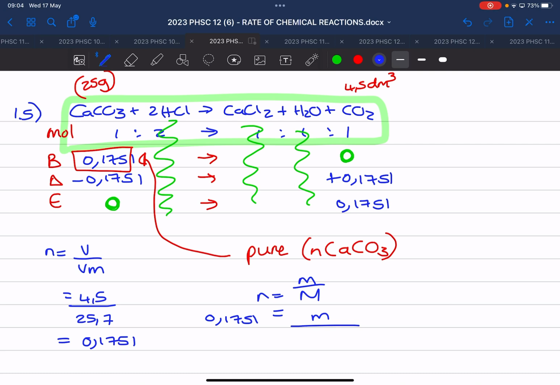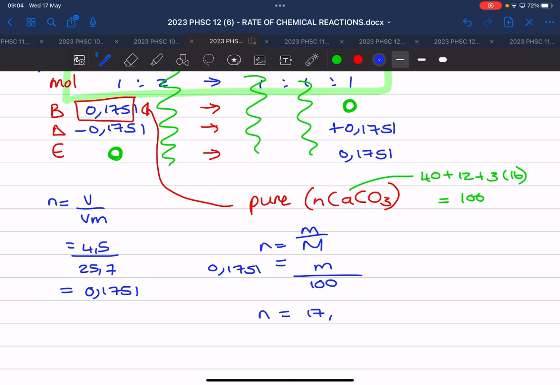6.6. No. Calcium carbonate. Calcium is 40, carbon is 12, and 3 oxygens. That is 100. I multiplied it with the n to get the m. But did you say 600? Ish, ma'am. So okay. That's 17.51. When I got the answer, I didn't know what to do. Okay. So if you get to that answer and you don't know what to do, you ask yourself, what did I just calculate? That was the pure mole.